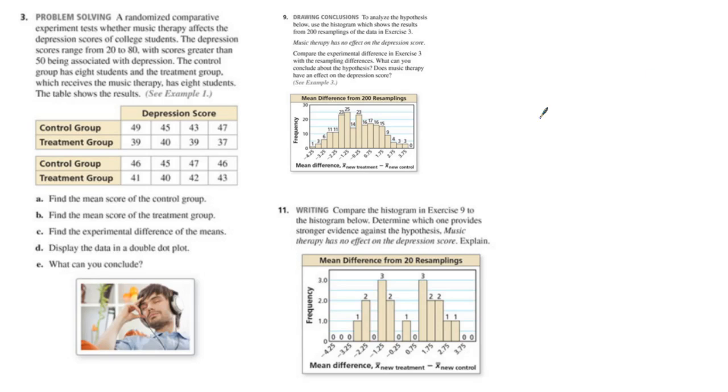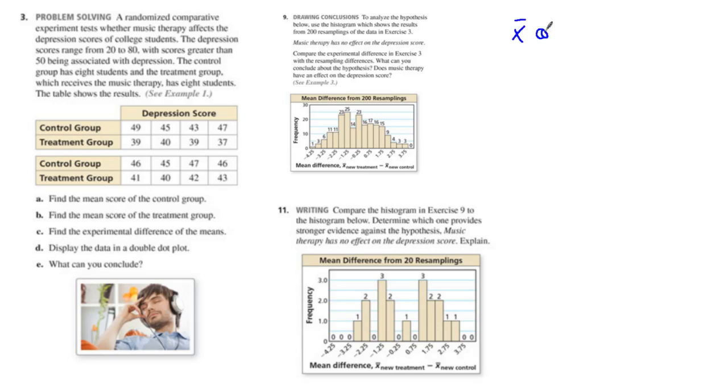A randomized comparative experiment tests whether music therapy affects the depression scores of some college students. The depression scores range from 20 to 80, with scores greater than 50 being associated with depression. The control group has 8 students, and the treatment group also has 8 students. The tables show the results. Find the mean score of the control group. So the mean of the control group is you add all of them together.